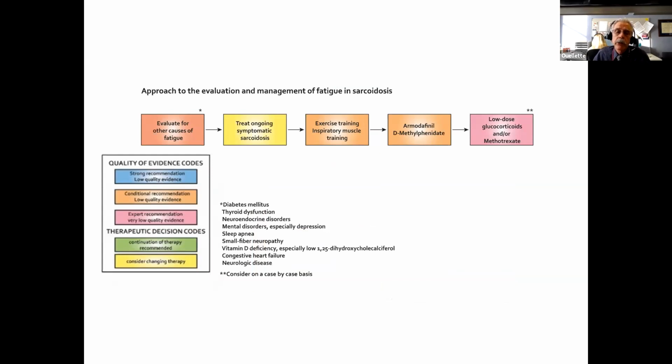We will see patients who have sarcoidosis where their main manifestation is chronic fatigue. There are some recommendations about how to approach these patients. There have been 2 studies looking at different kinds of exercise training of the inspiratory muscles, and these studies seem to demonstrate improvement. Bob Baughman has also, in small groups, studied the use of armodafinil and d-methylphenidate in the treatment of this group of patients with some success. And so these are choices that you can think about in the patient who presents to you only with chronic fatigue from sarcoidosis.